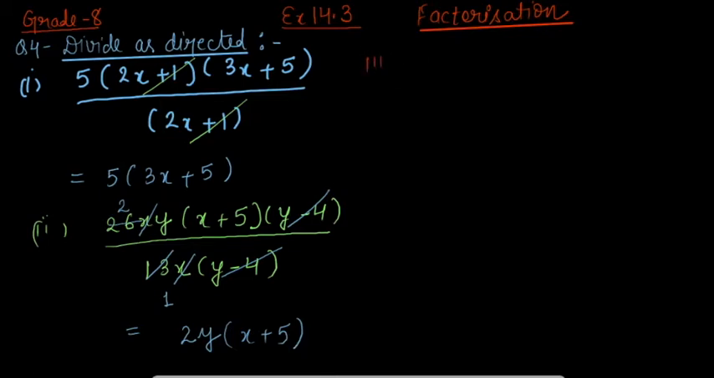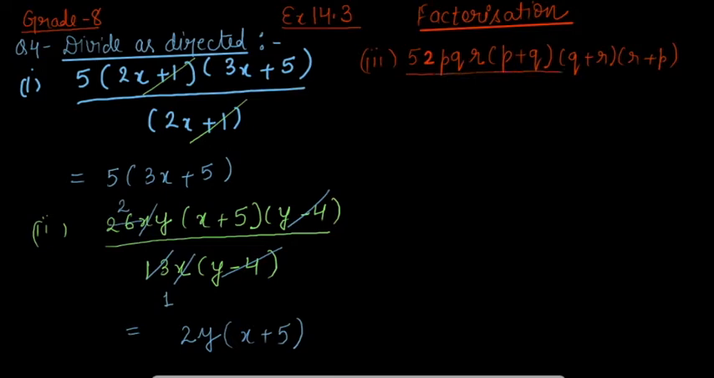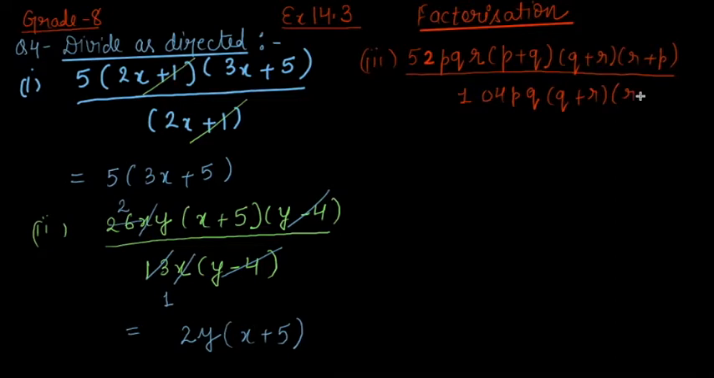Let's see the third part of the question, in which it is 52 PQR, then you have P plus Q, then Q plus R, and then R plus P, which you need to divide with 104 PQ, Q plus R, and R plus P. Now let's see what terms you can cancel. You have R plus P in the numerator and denominator. You have again Q plus R and Q plus R. We are able to cancel the terms since the terms are in the product with each other, right?